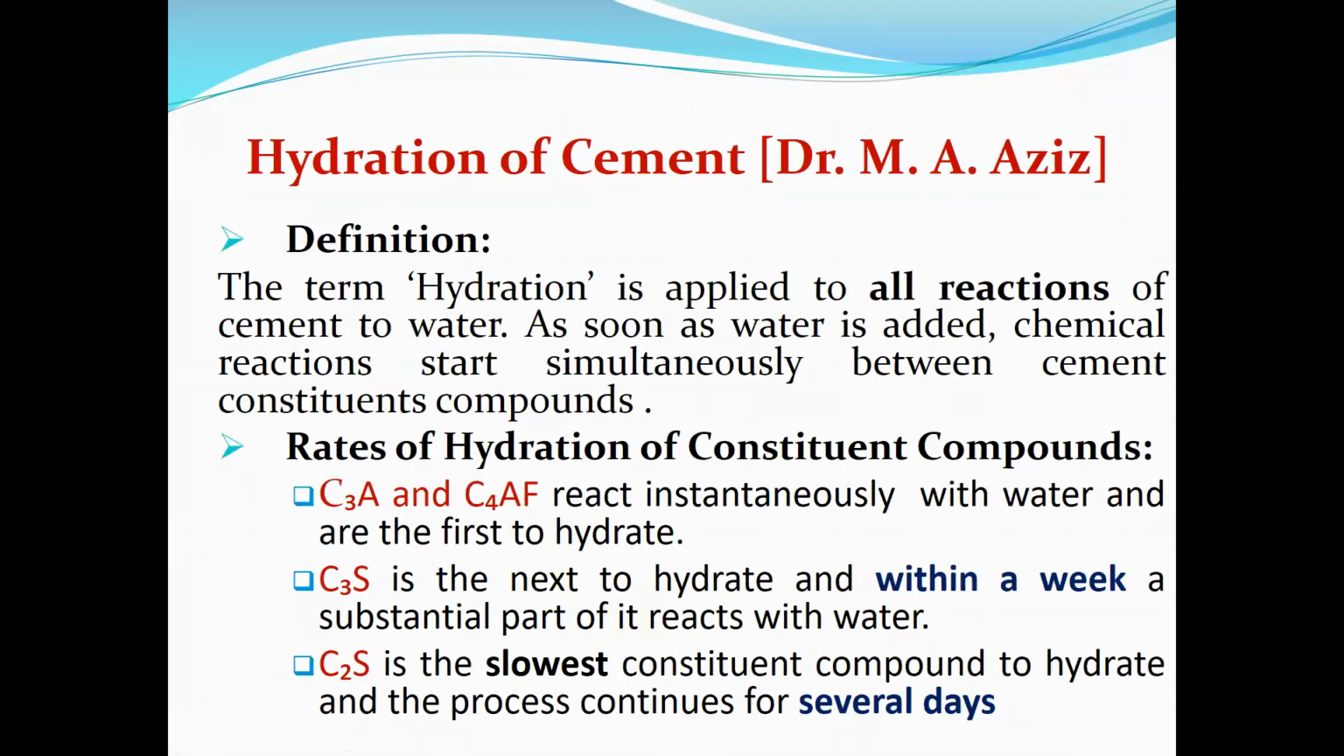Now, I defined hydration, that is the chemical reaction that takes place between the cement and its compounds to water, that is called hydration. And the constituent compounds, that means the basic elements, alumina, silica, then lime, from their chemical reaction, four compounds are formed. They are known as Bogue compounds. They are tricalcium aluminate C3A, tricalcium silicate C3S, dicalcium silicate C2S, and tetracalcium aluminoferrite or C4AF.